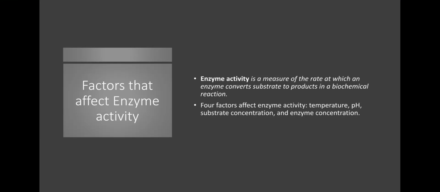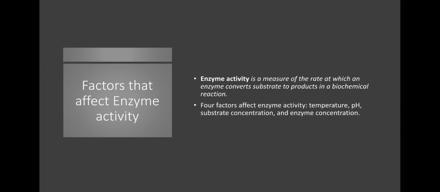There are various factors that affect enzyme activity, but before we discuss that, let us define enzyme activity. Enzyme activity refers to the measure of the rate at which an enzyme converts substrate to products in a biochemical reaction. The four major factors that affect enzyme activity are the following. We have temperature, pH, and the concentration of both the substrate and the enzyme.